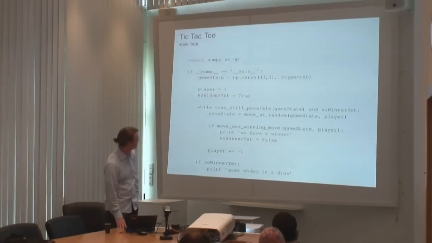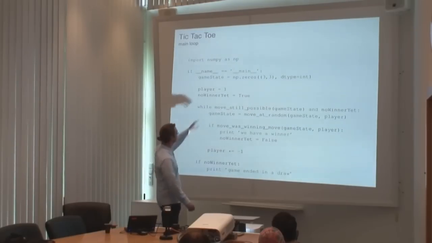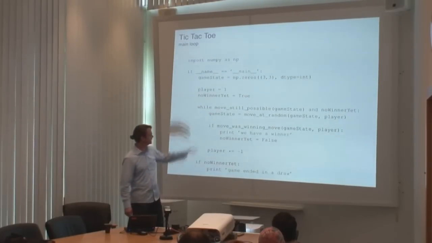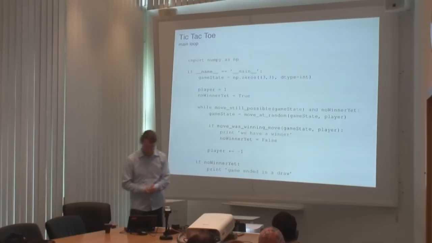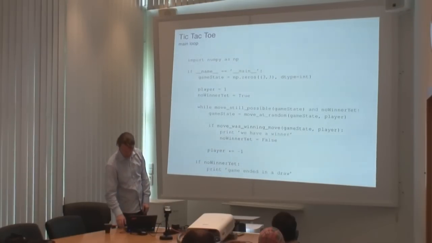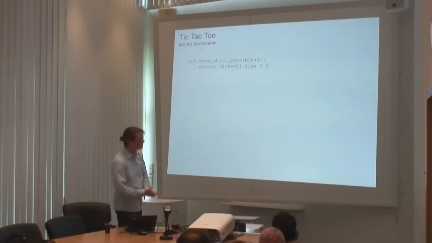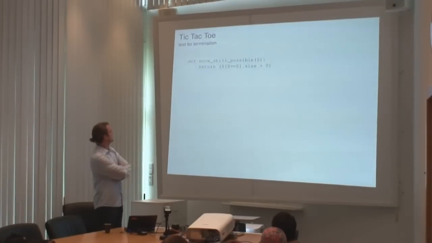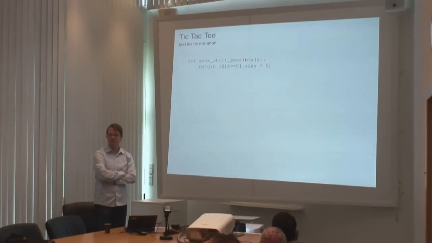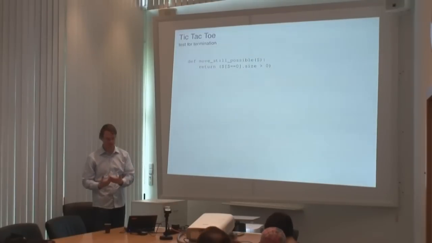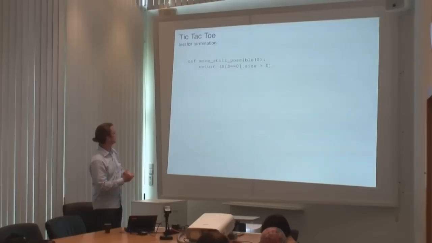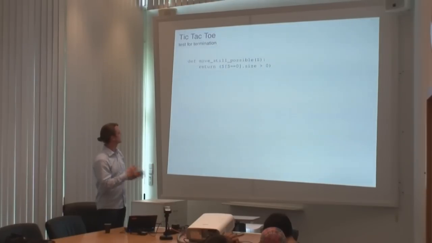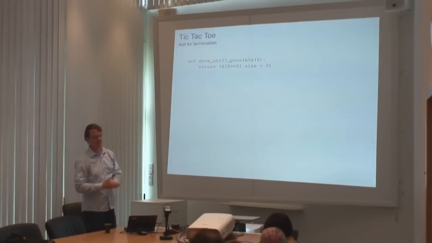Let's look into the ingredients. Let's look into the functions move still possible, move at random, and move was winning move, and how to implement them using NumPy. So the first one is this function move still possible, whose argument is the current game state. And here is how it is defined. It basically returns the value of s of s equals 0 dot size is greater than 0.